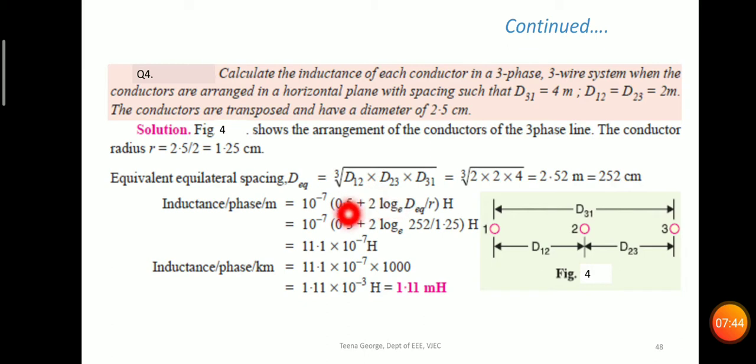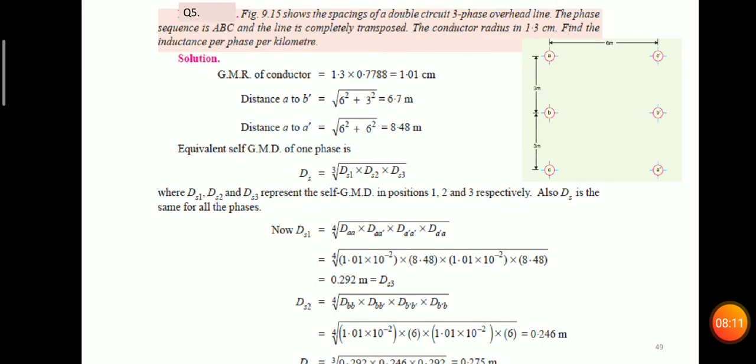Then for the inductance, we can substitute into the inductance equation, 10 raised to minus 7 into 0.5 plus 2 log D equivalent by R. We will get the answer as 11.1 into 10 raised to minus 7 Henry. When it is converted into kilometer, it is 1.11 millihenry. Next question.